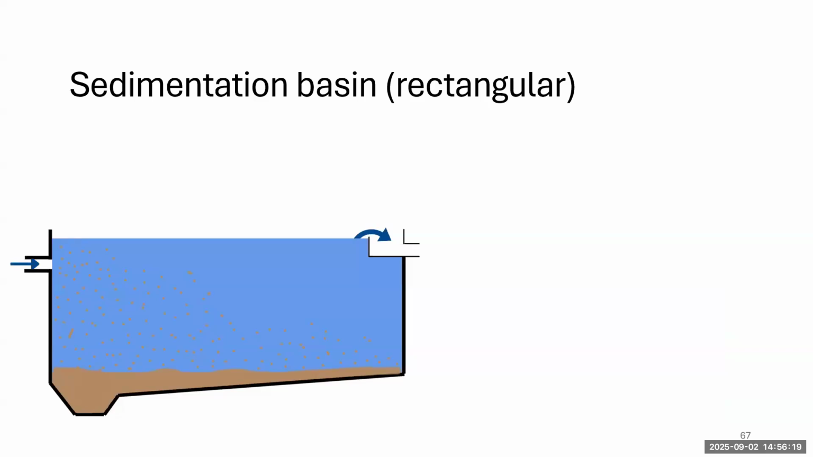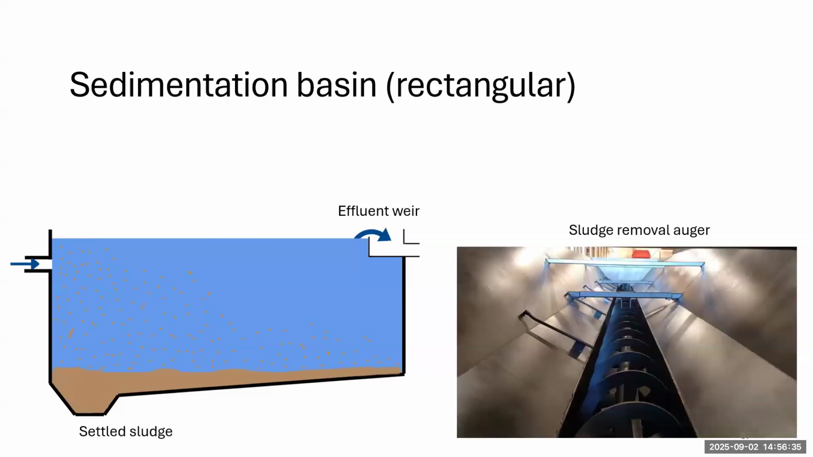First of all, you can see a rectangular basin where the flow is going all in one direction. And you have the settled sludge. You see the inlet coming in on the upper left, and then there's the outlet going into the effluent weir. And at the bottom of this type of basin, you might have a sludge removal system that uses an auger. They also have types that are driven chains, and I'll show you an example of that as well.